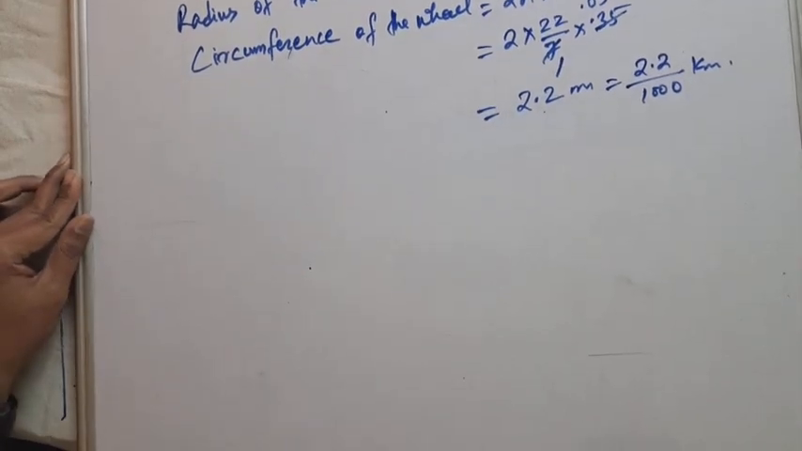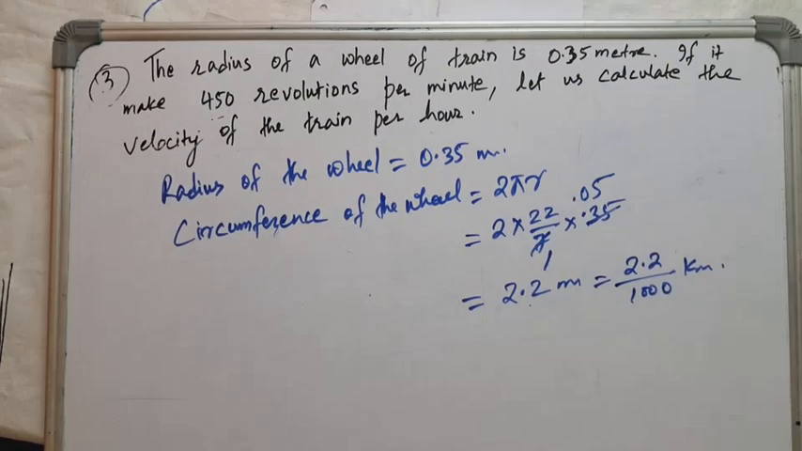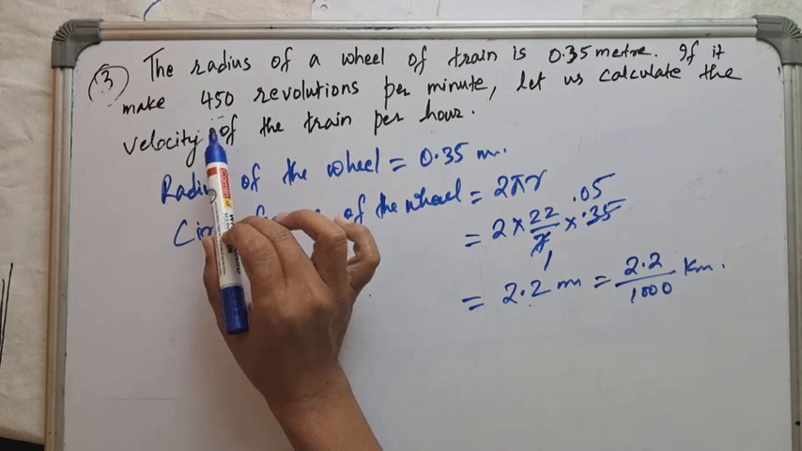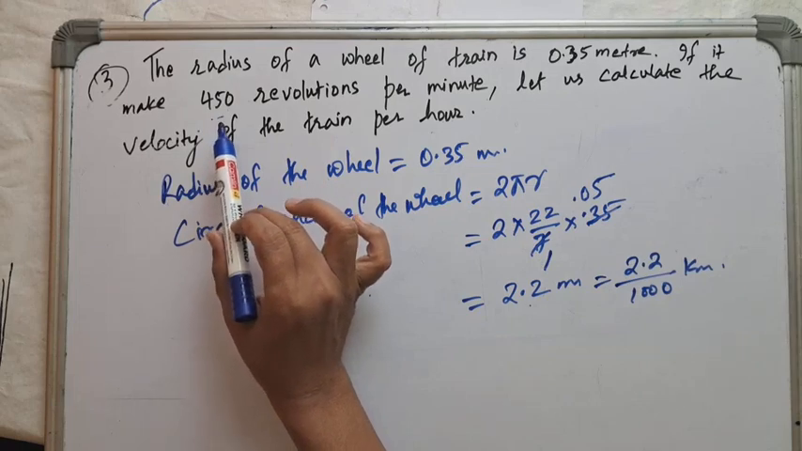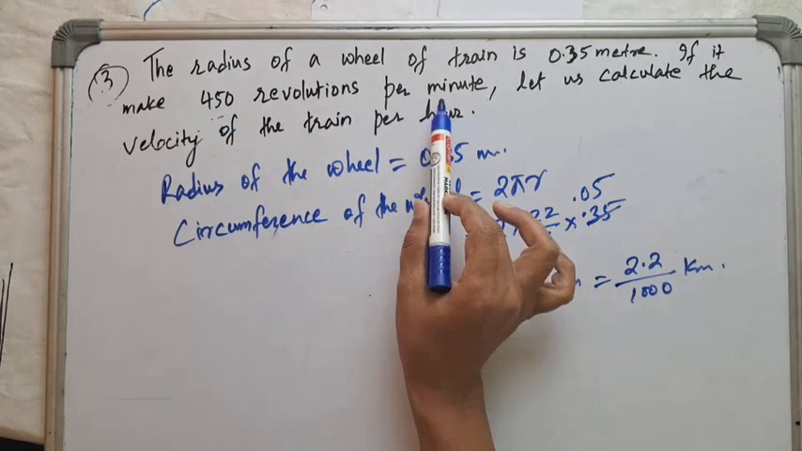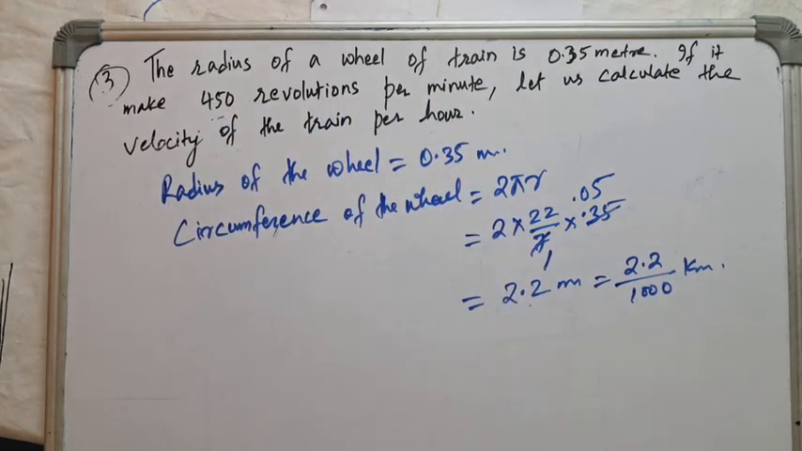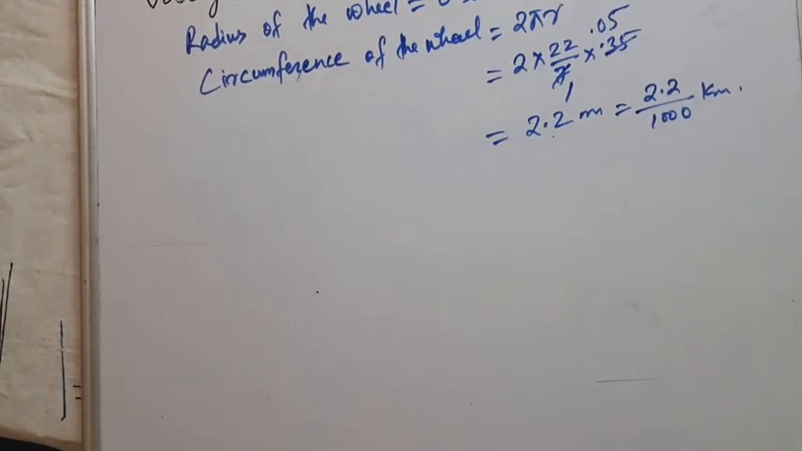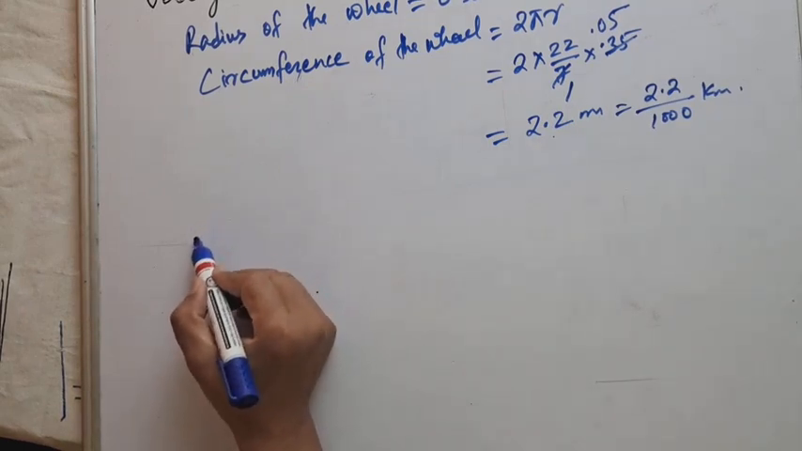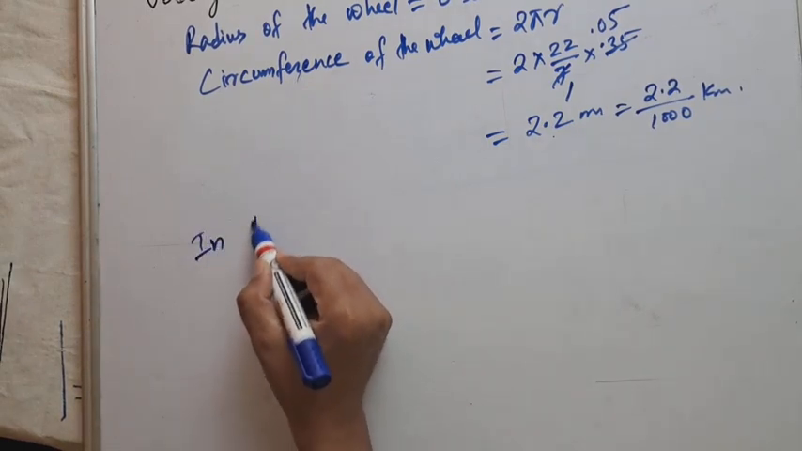Now it is given that the wheel of the train revolves 450 times in 1 minute, isn't it? 450 revolutions per minute means 450 times in 1 minute. Okay, so let's write that in 1 minute.